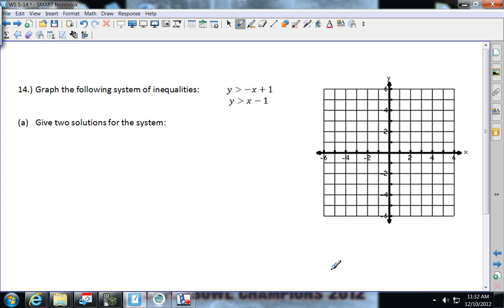Now the last one on this page right here. It says graph the following system of inequalities and give two solutions to the system. Well, I'm going to graph the first one. I go to plus 1, put a dot, and the slope is negative 1, which is down 1 to the right 1. Down 1 to the right 1 as I go through.